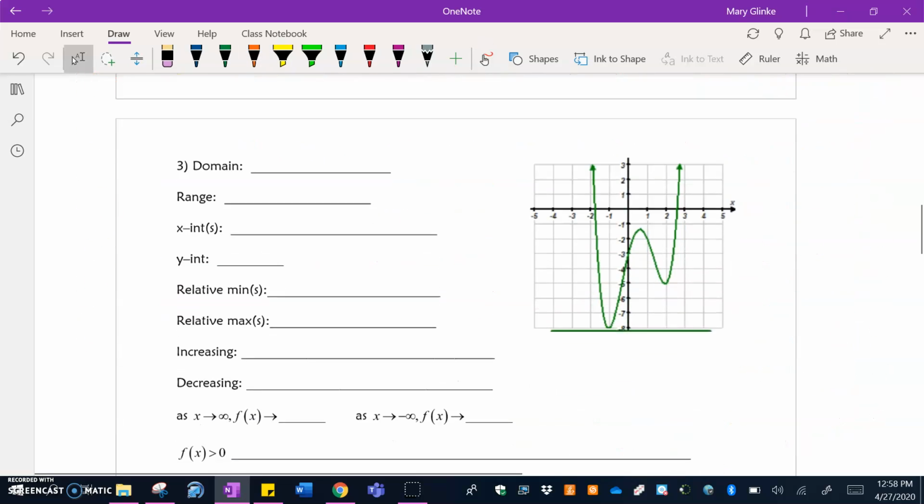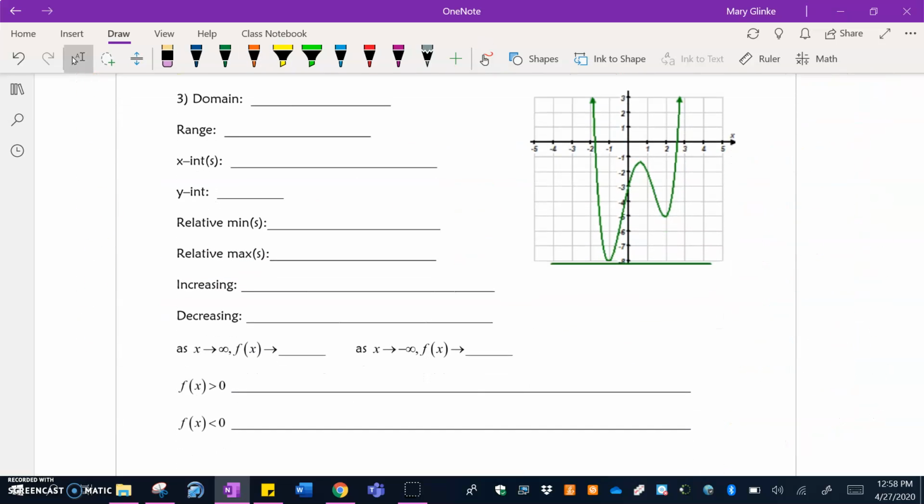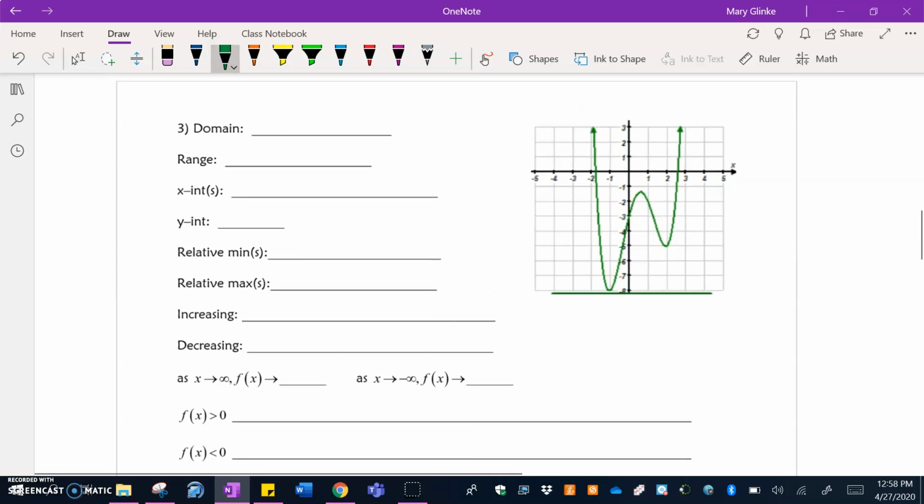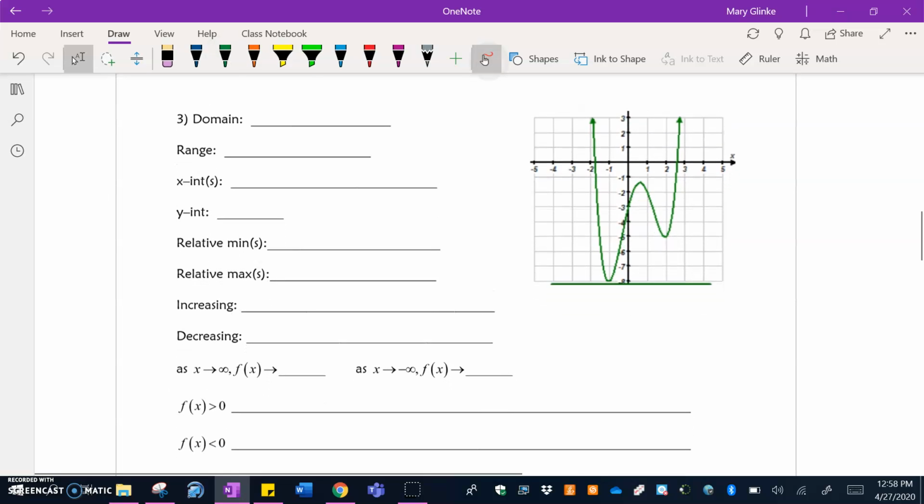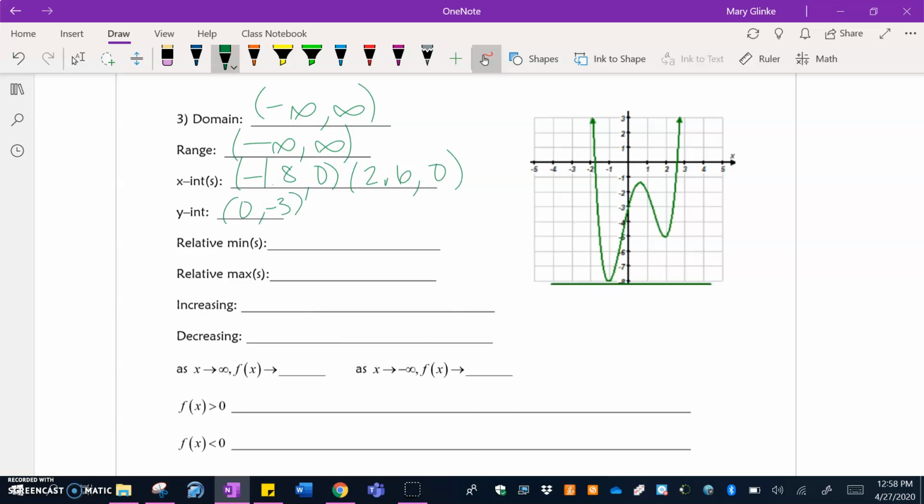Okay, let's go ahead and take a look at one more. So domain is going to be negative infinity to +infinity, as is your range, because you're going left and right forever and low to high forever. Our x-intercepts are going to be like (-1.8, 0) and (2.6, 0). This is again estimates. My y-intercept is (0, -3).